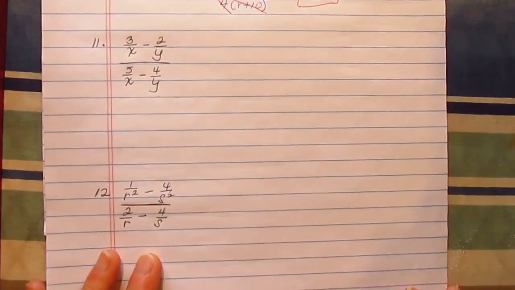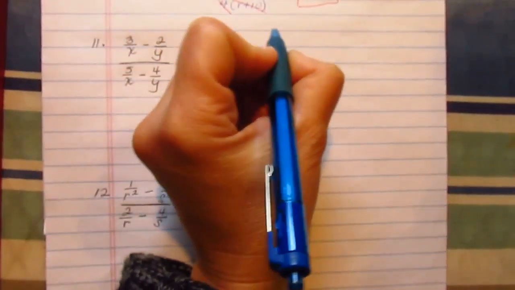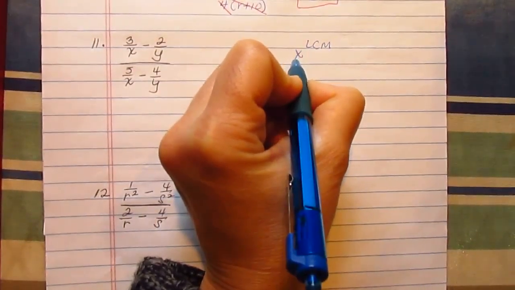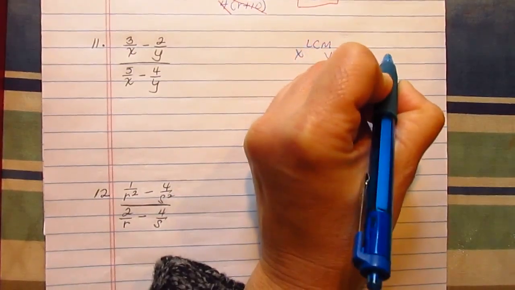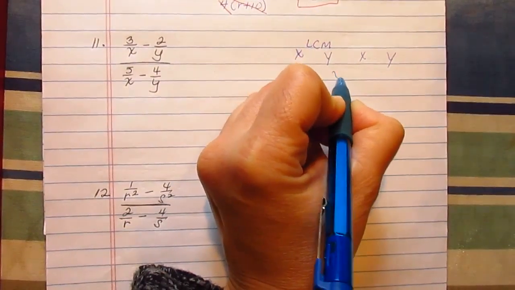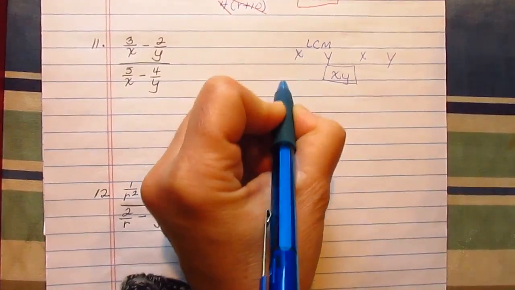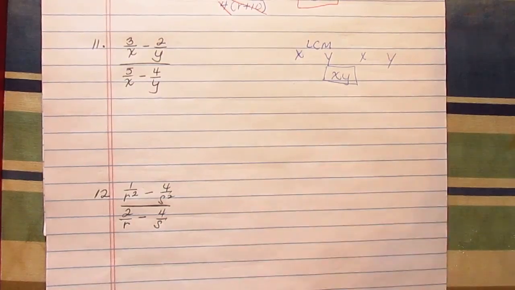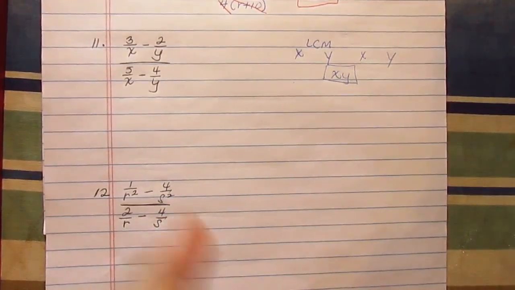Let's do number 11. Same idea. Notice how I'm adding these two, or I'm sorry, subtracting these two. So I'm going to use the same philosophy. This time I have 4 denominators. Well, these kind of match up, but let's see. Least common multiple of x, y, x, and y. Okay, that's just xy. So the x's are going to need a y, the y's are going to need an x.